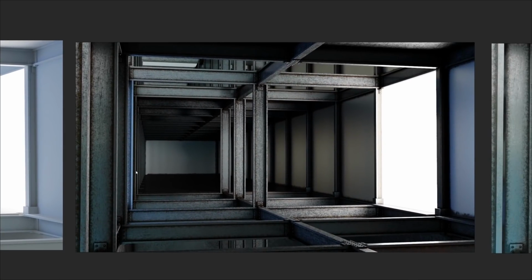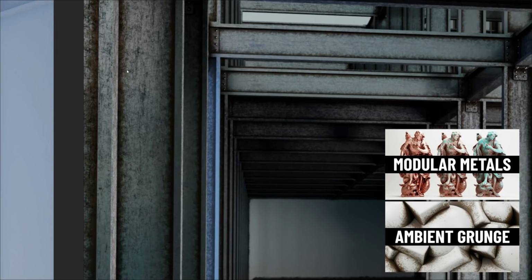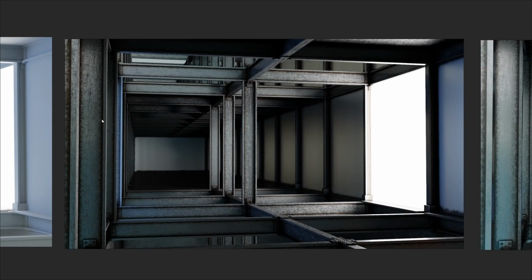So moving on to the next image, I slapped on one of the iron materials from my modular metals pack, as well as my ambient grunge node. And the immediate results were quite nice. I had a bit of extra lighting coming in from the left, but I thought it was a bit basic and a bit repetitive.